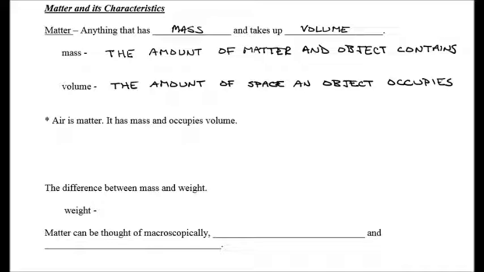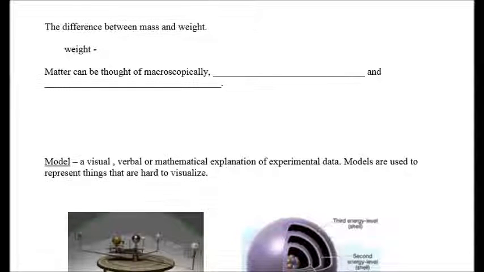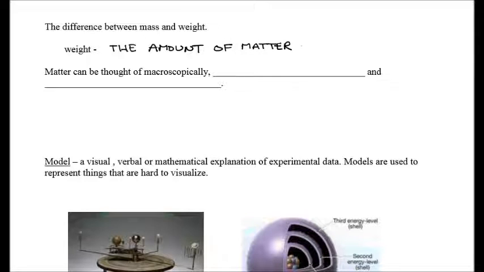Air is matter. It has mass and it occupies volume. An inflated tire weighs more than an empty tire. There is a difference, though, between mass and weight. Weight is the amount of matter and the pull of gravity on that matter.